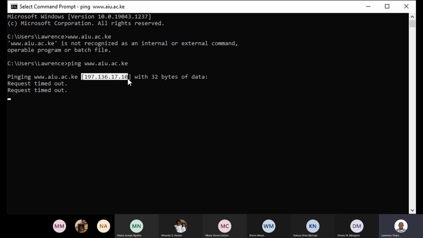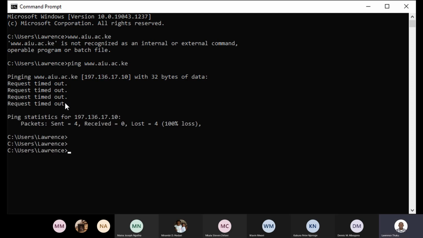Anyway, the most important part is this part. You can see it's showing me the server that I'm trying to communicate with, which is the AIU. That's the server that is there. I wanted to see whether there's a way that I can connect even with Google. Let me see. You can see, in this case, it's giving me some ping statistics for the communication I was trying with this particular machine. It sent four packets. The received was 0 and the lost was 4. So it gives me 100% loss.